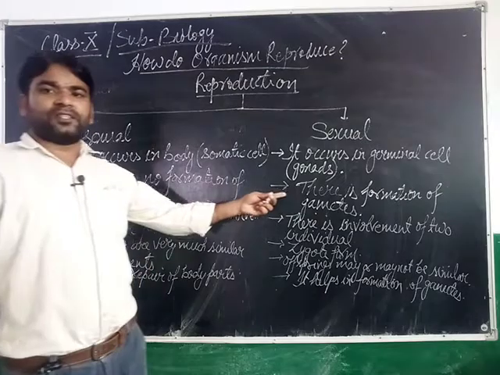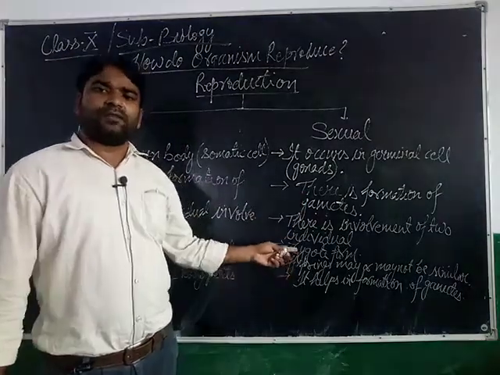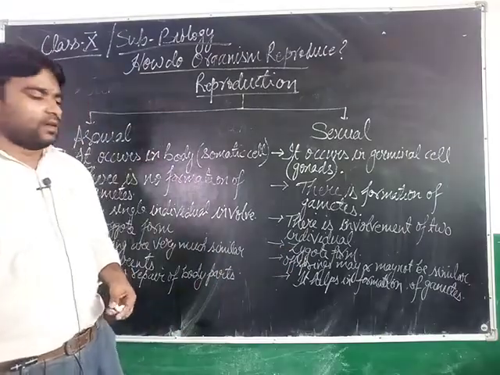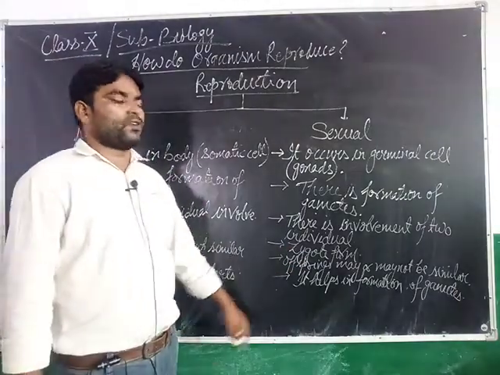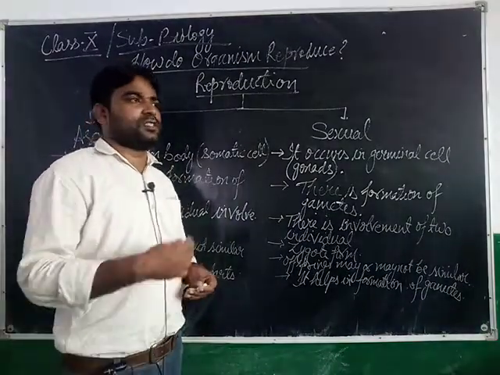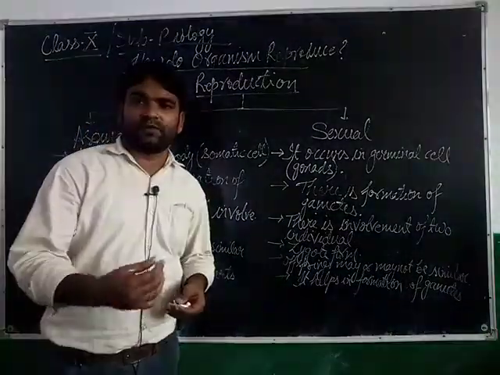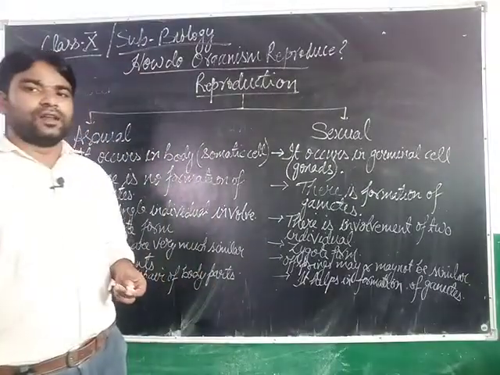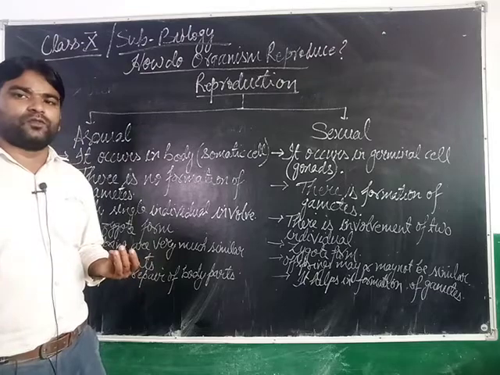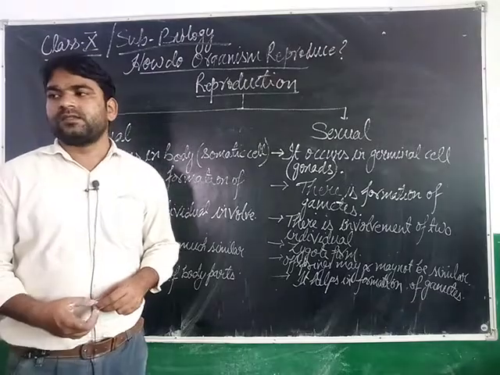If there is formation of gametes, then there will be formation of zygote. The zygote formation occurs in sexual reproduction, and it also helps in formation of the gametes. It helps in formation of sperm, ovum, and pollen grains in plants, and it helps in formation of mature ovule and development of ovary in plants.